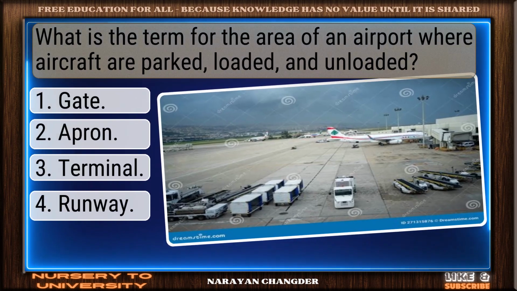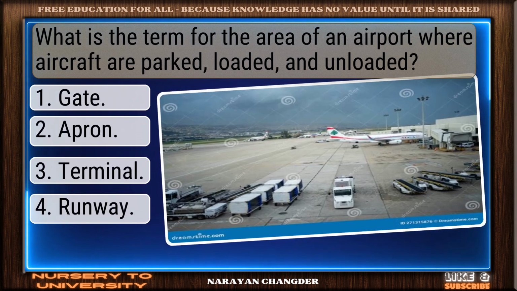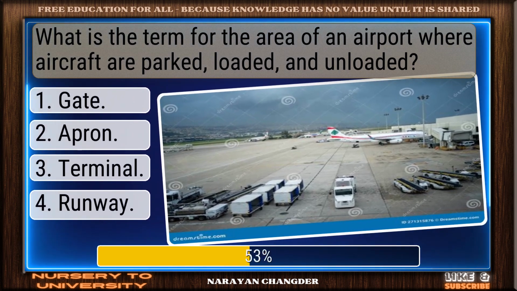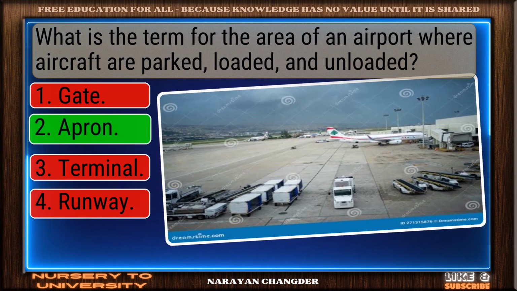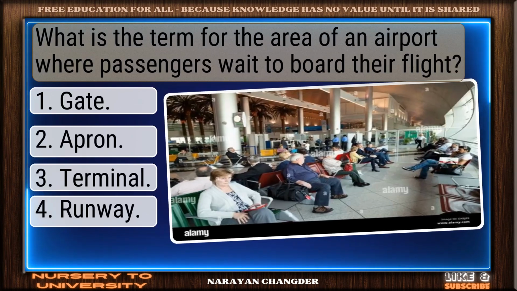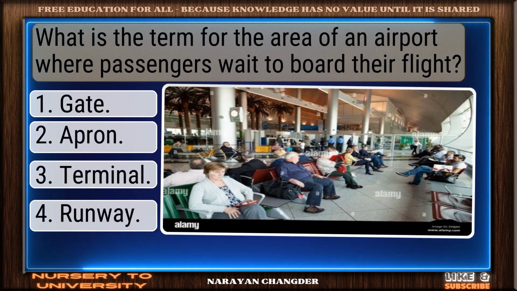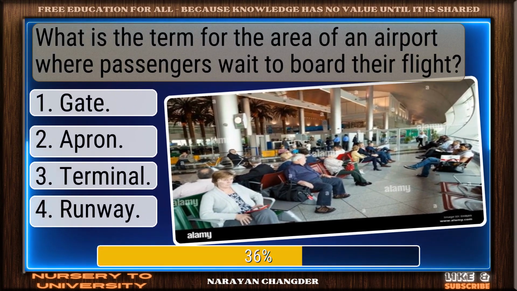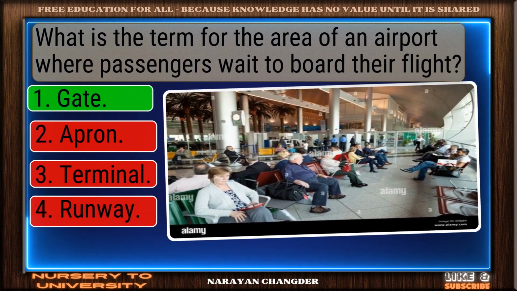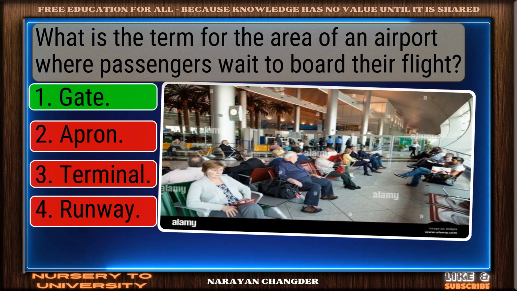What is the term for the area of an airport where aircraft are parked, loaded and unloaded? You got it. Your choice, apron, is right. What is the term for the area of an airport where passengers wait to board their flight? Excellent choice. Gate is the right answer.